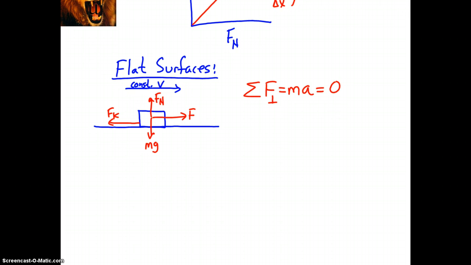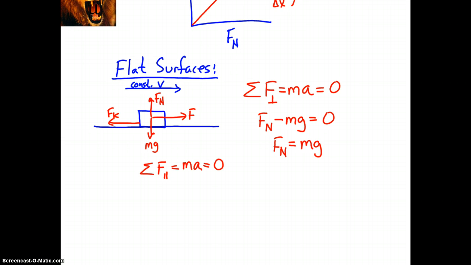What forces act perpendicular? We would say Fn is positive because it's up, minus mg because it's down, equals 0. So we can see that our normal force is equal to the weight of the object when these are the only two forces acting perpendicular to the object. Now let's also summate forces parallel to the surface of contact. Is the object accelerating parallel to the surface? The answer is again no. It's moving at constant velocity.